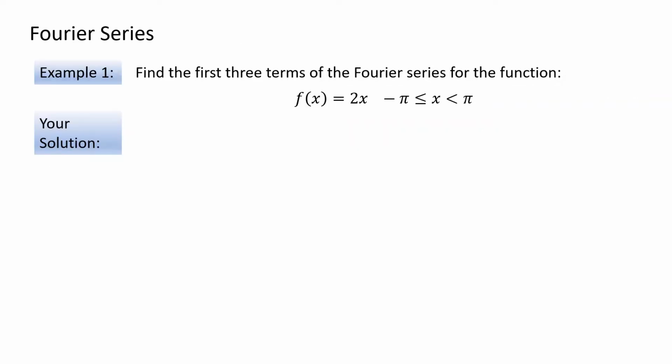So let's look at our first example. Find the first three terms of the Fourier series for the function f of x equals 2x from negative pi to pi. The first thing you'll notice here is the period, the total length of this function before it repeats, both before and after. So the period is equal to the end, or pi, minus the beginning, which is negative pi. So this becomes pi plus pi, which is 2 pi.